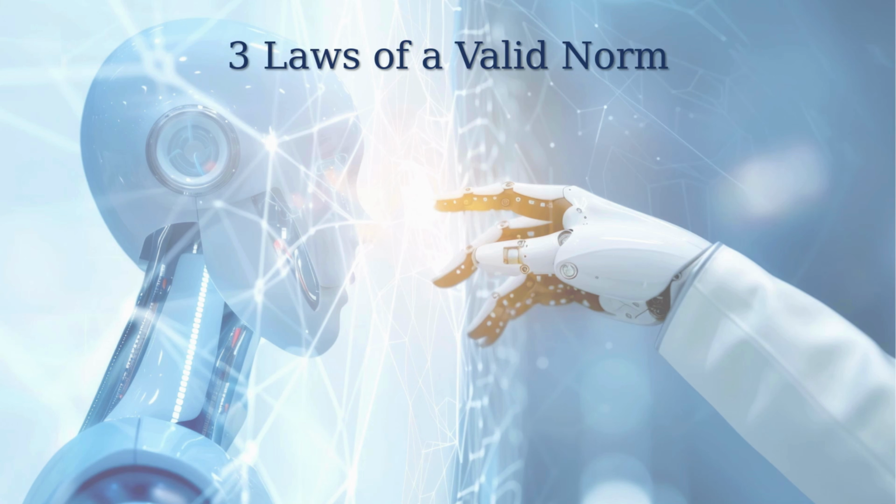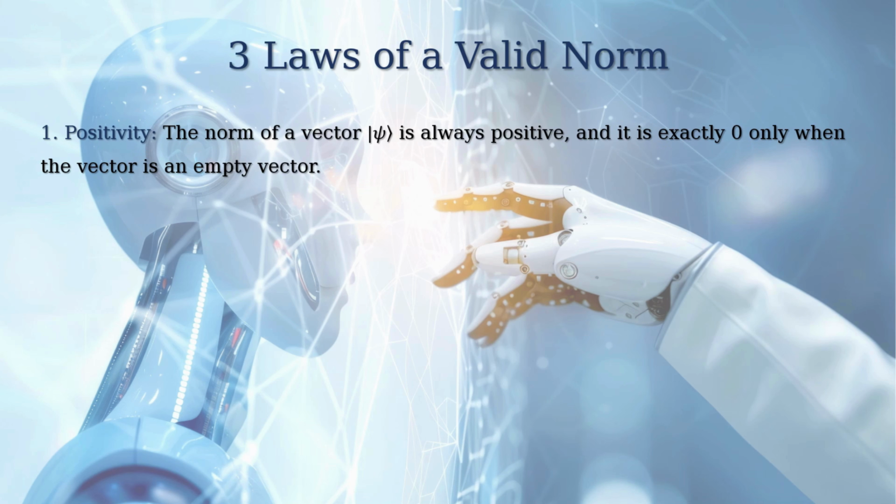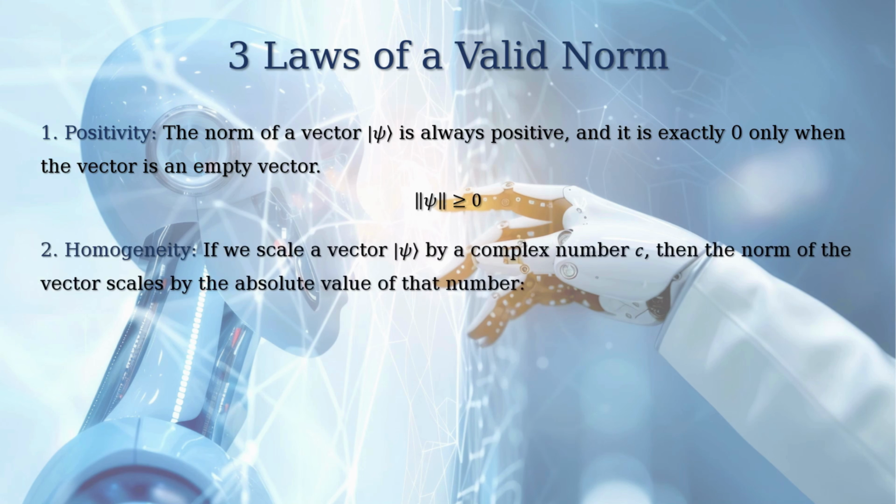So, let's discuss the three laws of a valid norm. Number 1 is positivity. The norm of a vector ket psi is always positive and it is exactly 0 only when the vector is an empty vector. Number 2 is homogeneity. If we scale a vector ket psi by a complex number c, then the norm of the vector scales by the absolute value of that number.